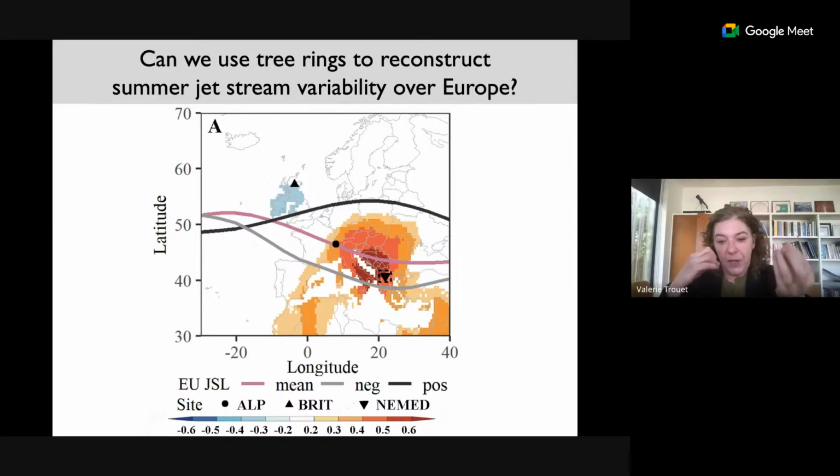And so our hypothesis was, if we use tree rings from those two locations, from the Balkans on one hand side and Scotland on the other hand side, if we use temperature-sensitive tree rings from those locations and we combine them, the only climatic pattern that causes this seesaw between temperatures in those two locations is the jet stream. So if we take tree rings from those two locations, we should, in theory, be able to reconstruct the jet stream. So that's what we did.